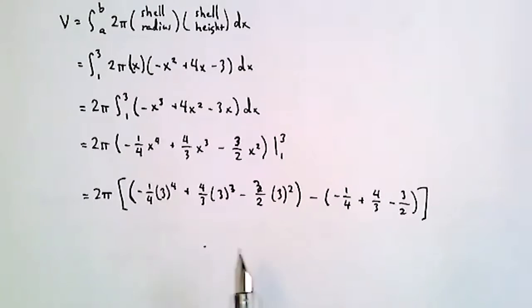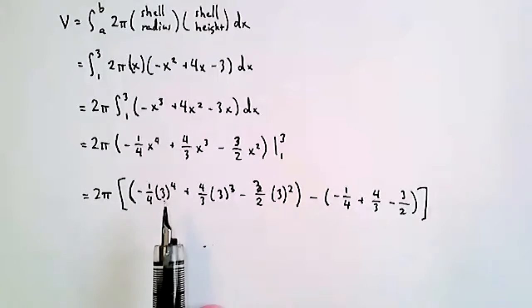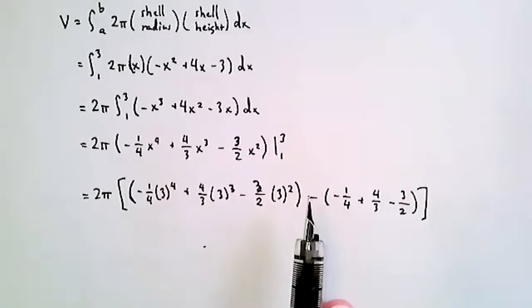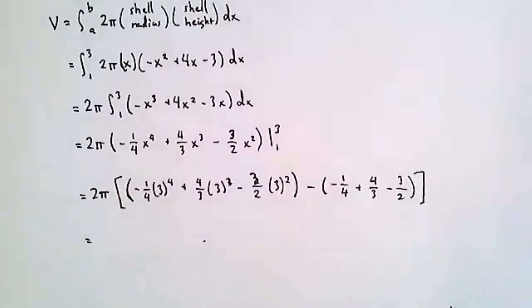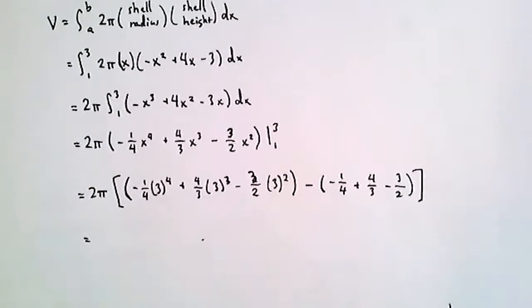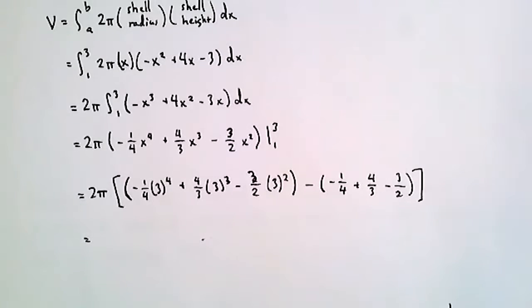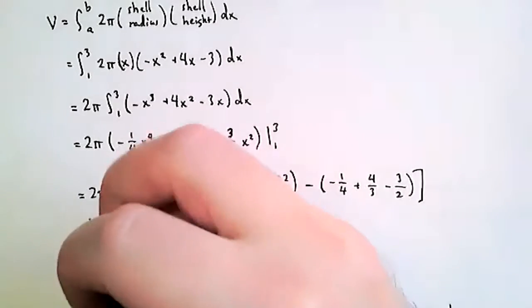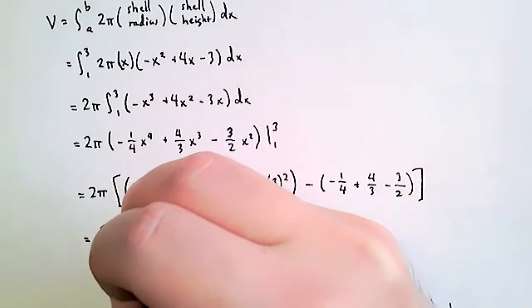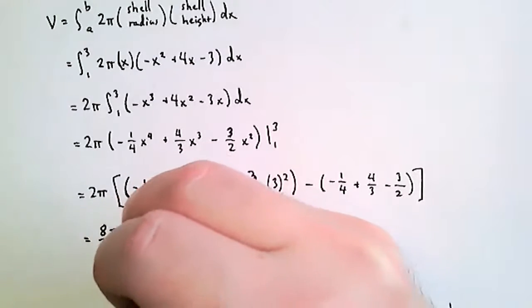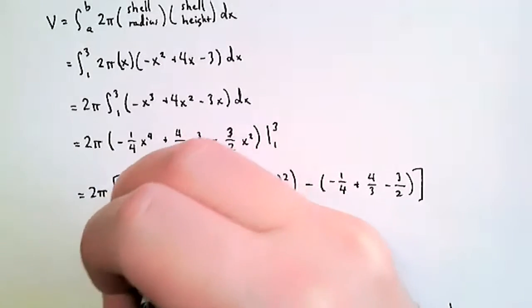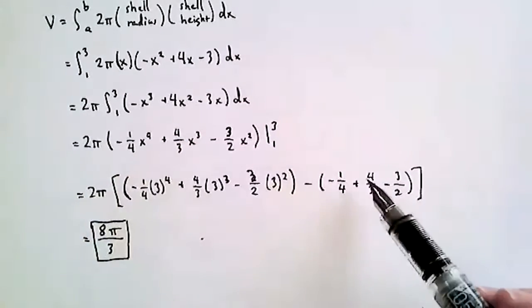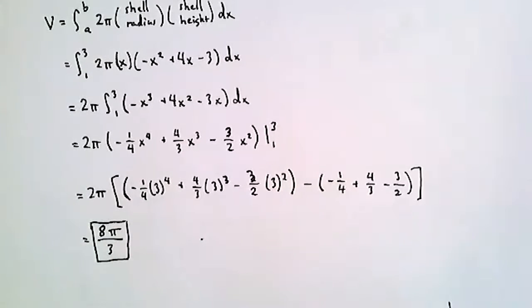Okay, so doing this by hand, the next step would be to do all these powers of 3. So 3 to the 4th, 3 cubed, 3 squared, and then combine your fractions, finding a common denominator. I guess you would need 12. I think I'm just going to tell you the final answer at this point is 8 pi over 3. So once you finish reducing, this is what it comes out to.